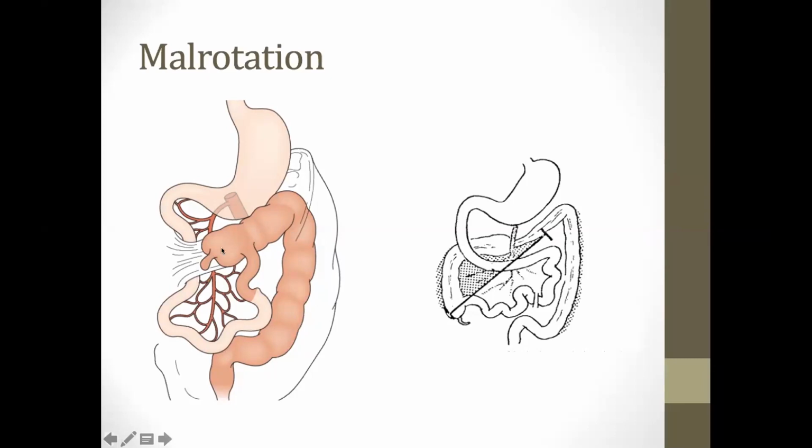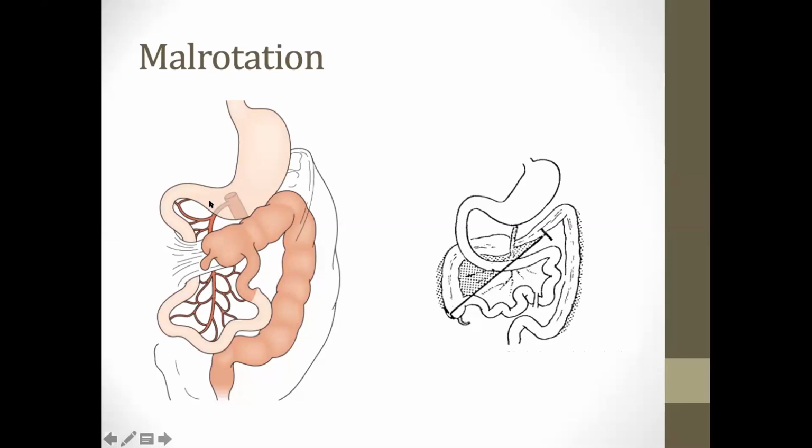There is abnormal fixation of the cecum here to the posterior abdominal wall. These Ladd bands compress the third part of the duodenum.